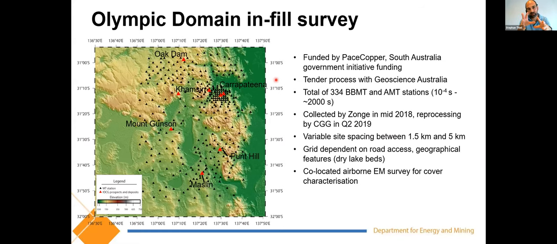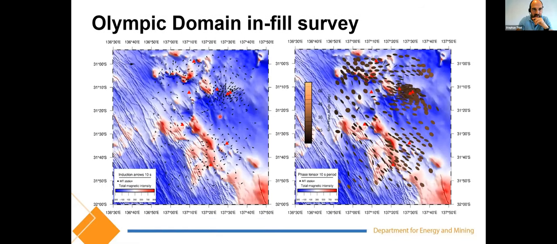In the previous picture, I showed you where Olympic Dam is, and just south from there, there were other deposits such as Carrapateena. In the last few years, as part of the geological survey, we have collected over 300 broadband MT sites across this area. I'm just going to show two profiles across this entire area. Some of the data, again, looks quite spectacular.